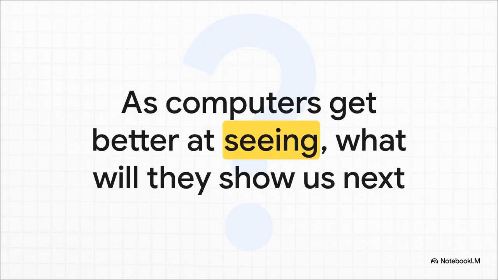I mean, think about that journey. We went from a simple grid of numbers all the way to a machine that can actually navigate a busy street. The power of digital image processing is just incredible. It has completely changed how we interact with and even understand visual information. So it leaves us with one big question. As computers get better and better at seeing, what will they show us next?